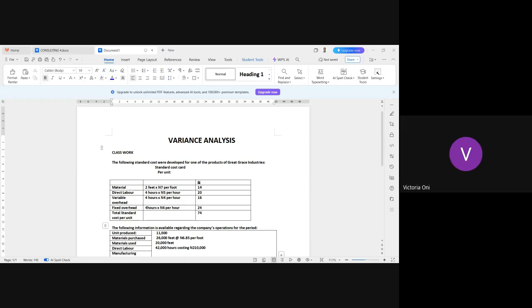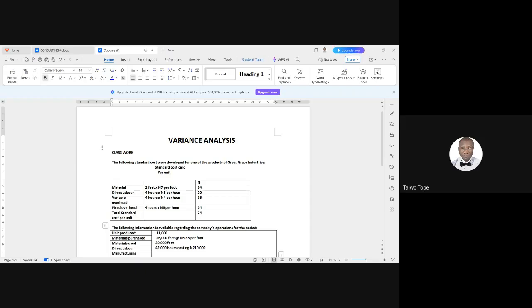Now, for fixed production overhead, what are we looking out for? Projected fixed overhead minus actual fixed overhead. No, that is the two variances now: expenditure of fixed overhead budget or fixed overhead volume variance.